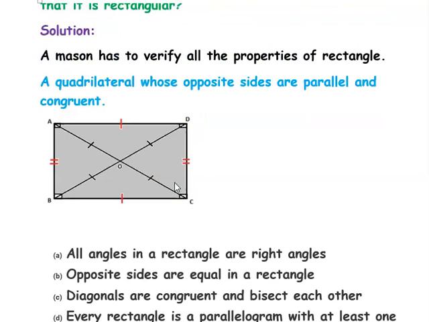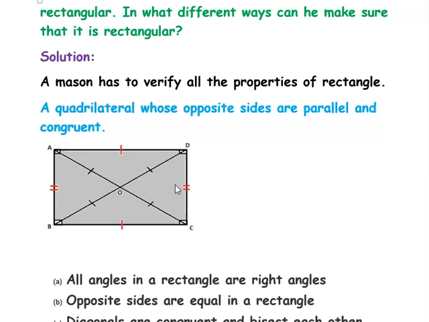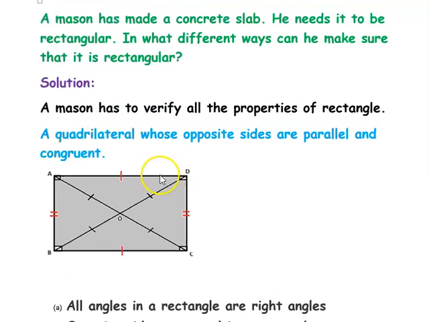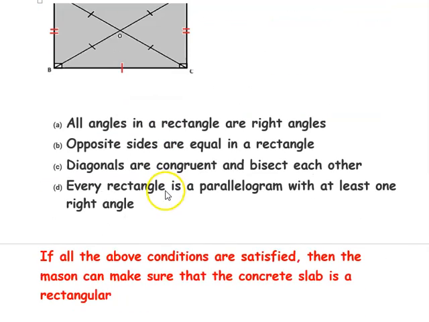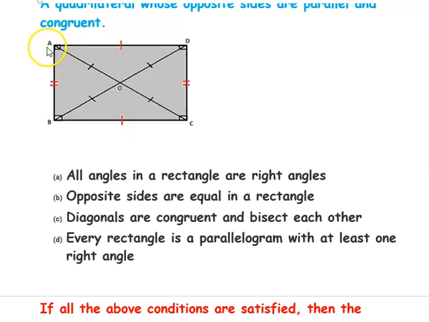A rectangle is a quadrilateral whose opposite sides are parallel and congruent. So he wants to check whether it has four sides, and that opposite sides are parallel and equal to each other. All angles in a rectangle are 90 degrees, so he has to check all four angles. Each angle should be equal to 90 degrees, that is, a right angle. Then check that opposite sides are equal in length: AD equals BC and AB equals DC. All opposite sides should be equal in length.